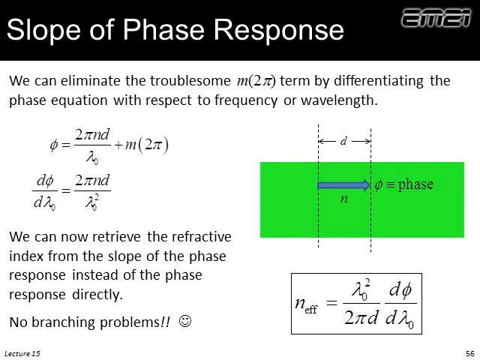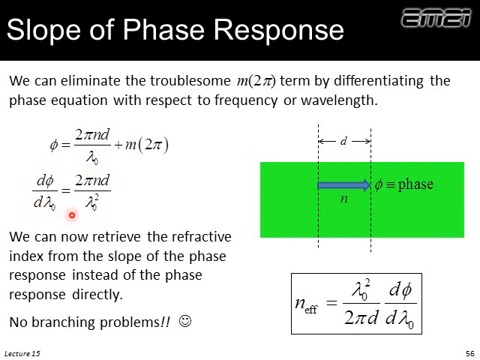If we look at our expression for that single pass phase, and if somehow we could extract that, and in fact we can quite easily without ambiguity, where the ambiguity comes in is this integer m. Well, what if we differentiated this equation with respect to wavelength? We would end up here. And this integer m term drops out. It's not a function of wavelength. It's gone. So really what we're saying is, let's look at the slope of the phase response and extract the effective refractive index from that.